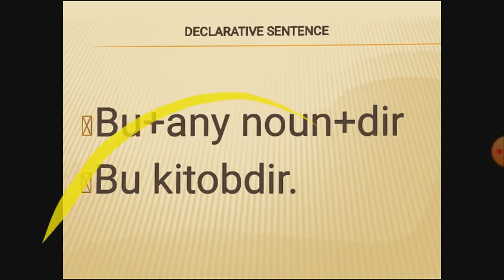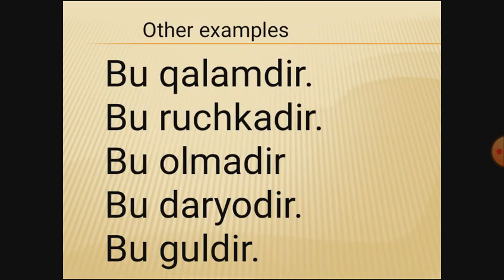Other examples: bu qalamdir. This is a pencil. Bu ruchkadir. This is a pen. Bu olmadir. This is an apple. Bu daryodir. This is a river. Bu guldir. This is a flower.